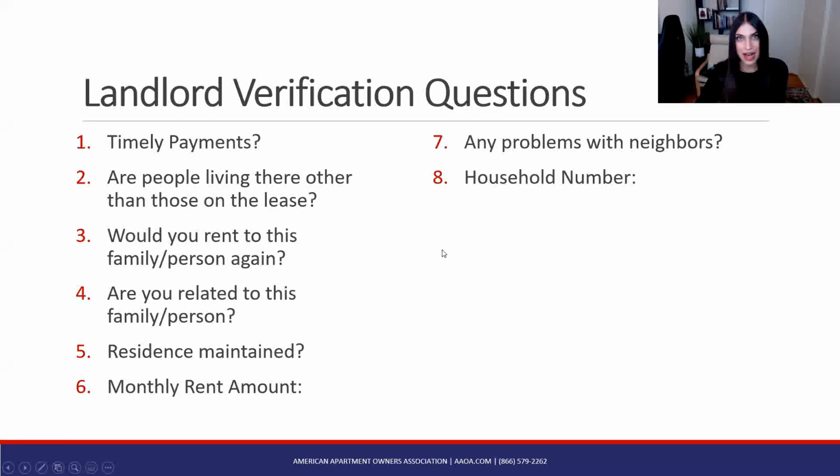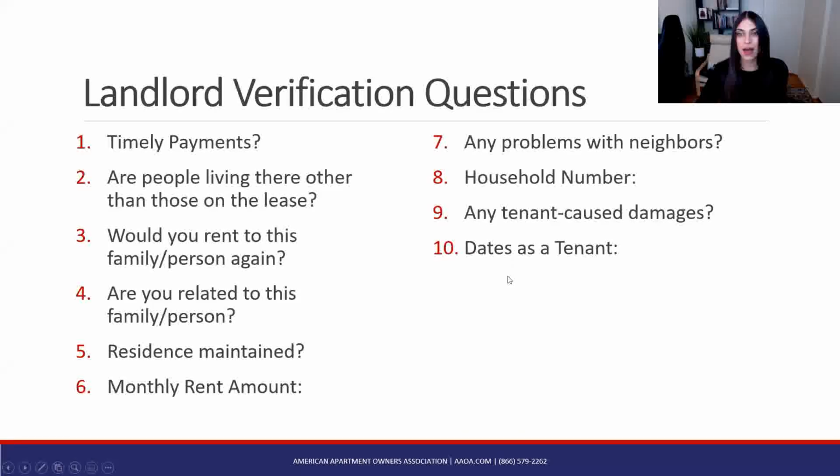How many people are in their household? So that goes back to verifying how many applicants you've screened, and make sure that they're all on the lease, of course. So that's a good question. Did the tenant cause any damages? And I would say too, to add on to that, damages that maybe exceeded the security deposit if it was really bad. When did they live there? Make sure those dates line up with what the tenant told you.